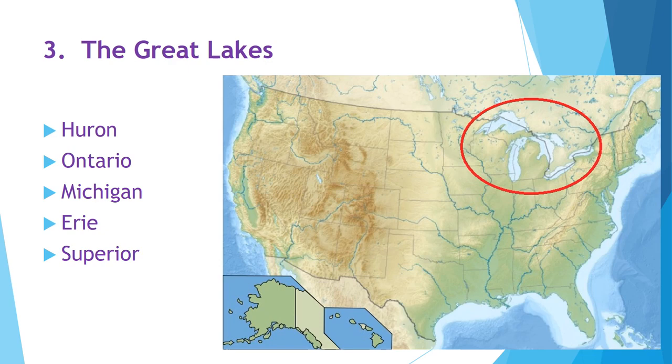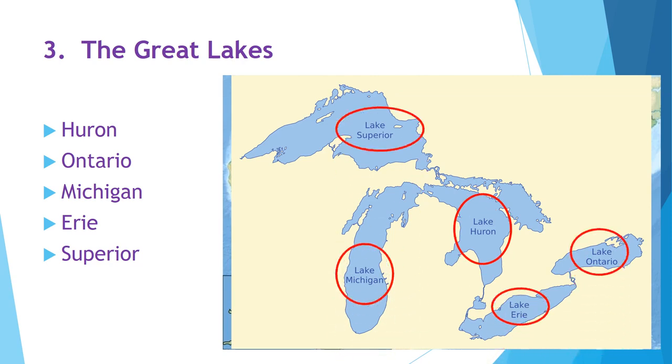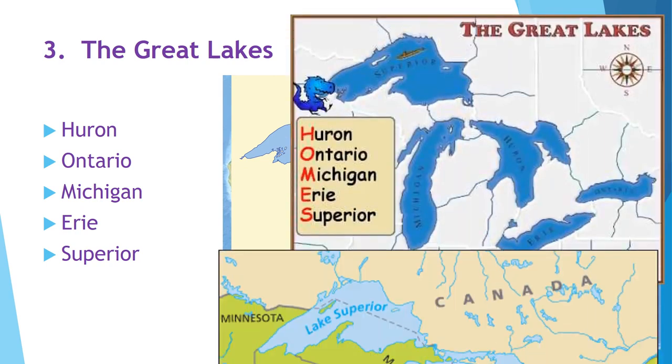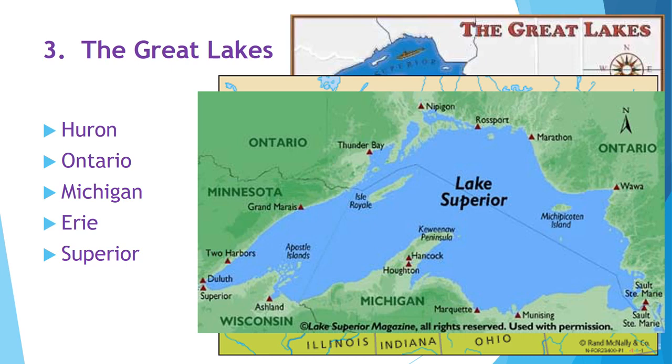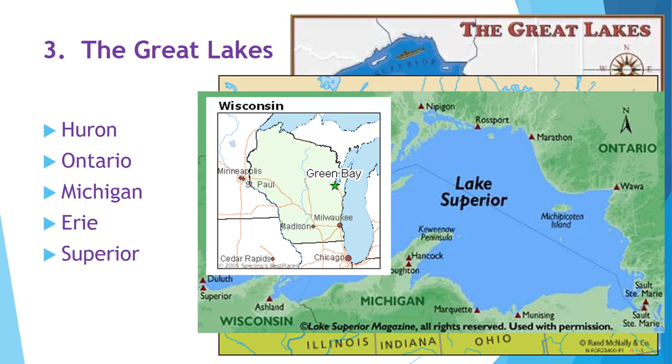Many inland port cities were established along the shores of the five Great Lakes: Huron, Ontario, Michigan, Erie, and Superior. The first letter of each of their names spells out the acronym HOMES. The Great Lakes border the United States to the south and Canada to the north. The largest is Lake Superior, which is surrounded by the states of Minnesota, Wisconsin, and Michigan. Lake Superior is one of the largest freshwater lakes in the world.